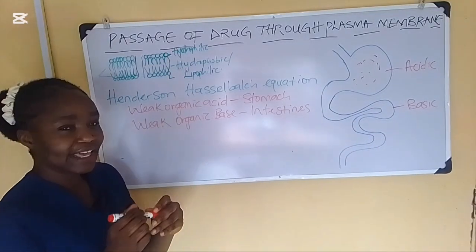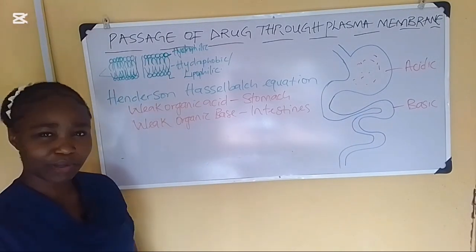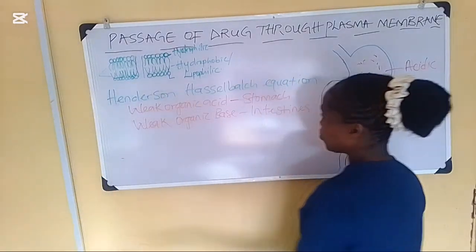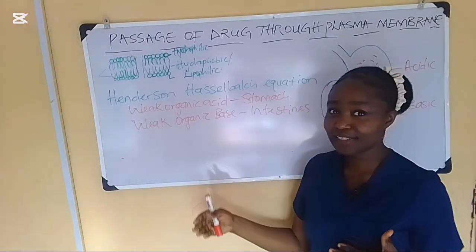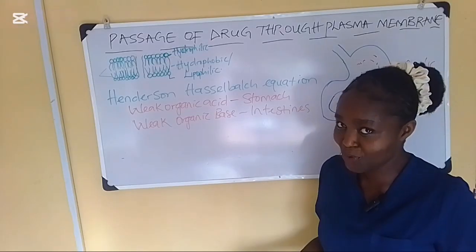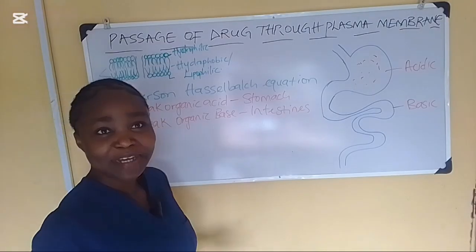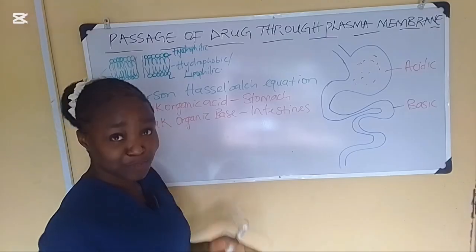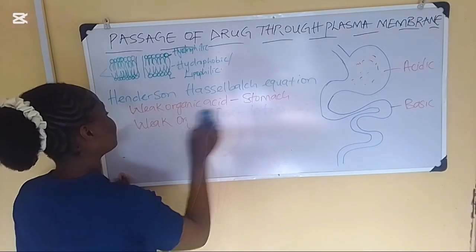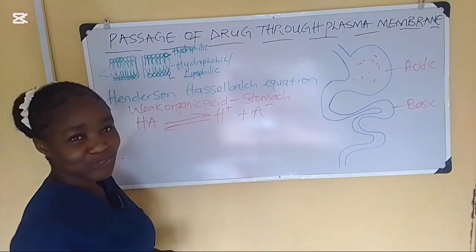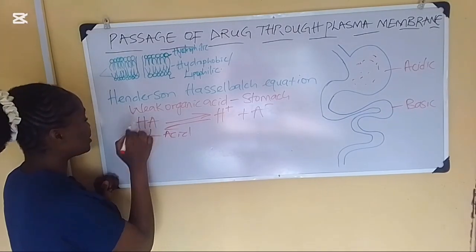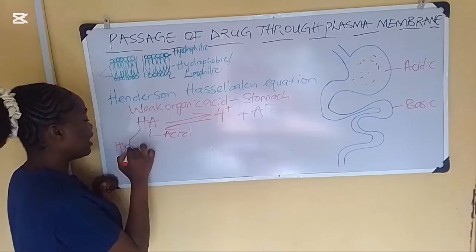Now, if you are able to learn only this, it's quite okay. But I would want us to know why. Why is this so? Why would weak organic acids absorb more in the stomach and weak organic bases absorb more in the small intestine? So we'll start by discussing how weak acids absorb primarily across the stomach. This equation will help us understand this. This represents the acid, and this represents our hydrogen ions.